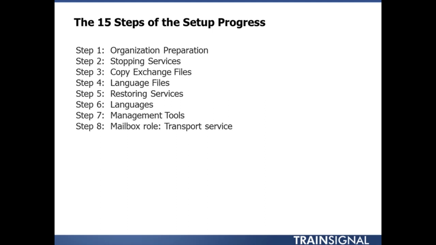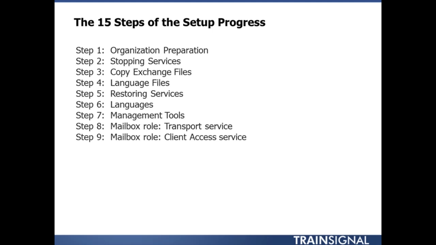Step eight, the mailbox role transport service. Now again, note, this is a specific role step. So if you installed the mailbox server role on its own, then you would see this step. If you installed the client access server role on its own, then you would not see this step. In our case, we chose both roles, so we're going to see all of the different steps. But don't freak out if you're installing an Exchange server and only chose one of the roles. Don't be surprised not to see all of the steps that we saw, because we installed both server roles. So step eight is the transport service.